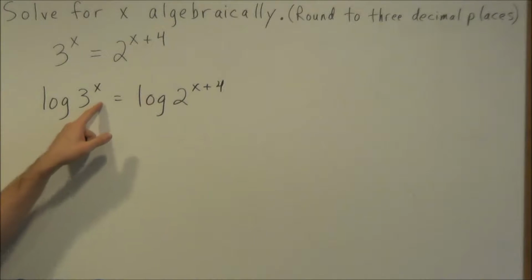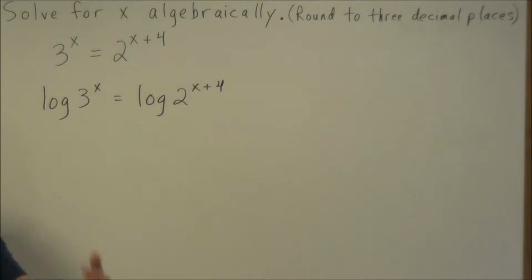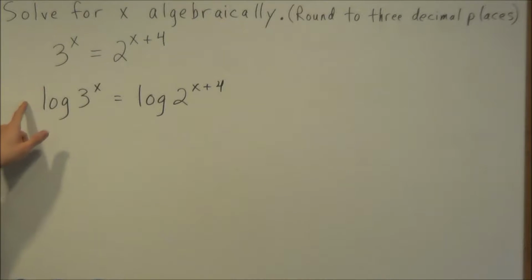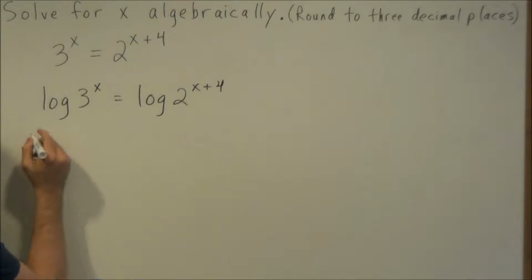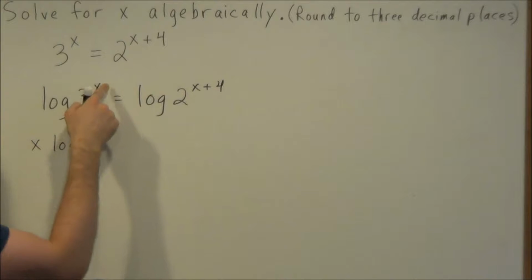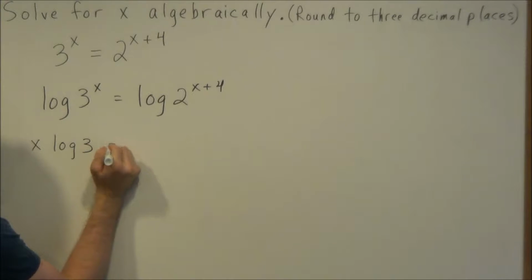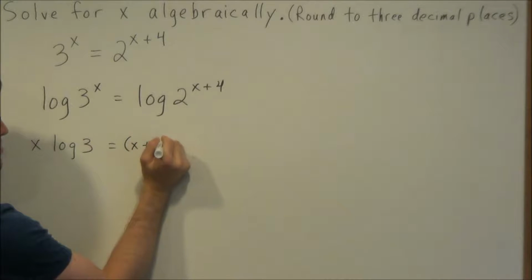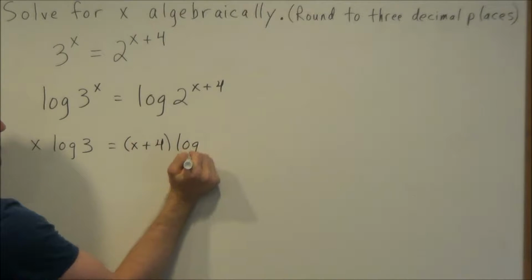At this stage of the problem, the reason why we're doing this is because now we can use properties of logarithms. When we have an exponent, we can bring it in front as a coefficient. So for the next line, we can rewrite this as x log 3, bringing the x to the front, equals, and we can bring the x plus 4 to the front as a coefficient. So we'll have x plus 4 times log 2.